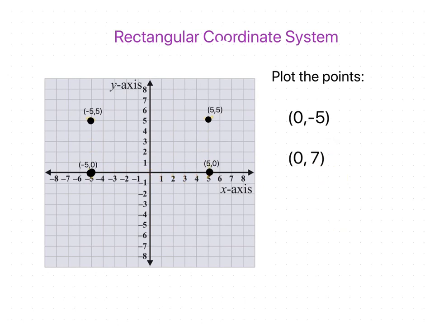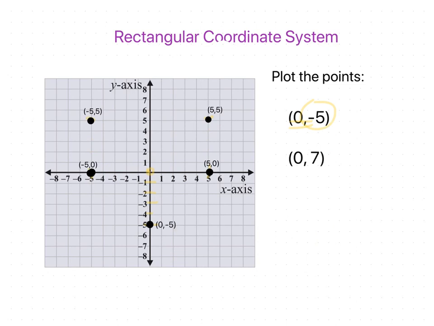Let's change it up a little bit and plot 0, negative 5, and 0, 7 quickly. For 0, negative 5, my x-coordinate is telling me to go 0 left or right. So I'm going to stay right where I am at the origin. So for the y coordinate, it's telling me to go in the -5 direction, so down 5. 1, 2, 3, 4, 5. And here's where I end up. Right there at the point 0, -5.